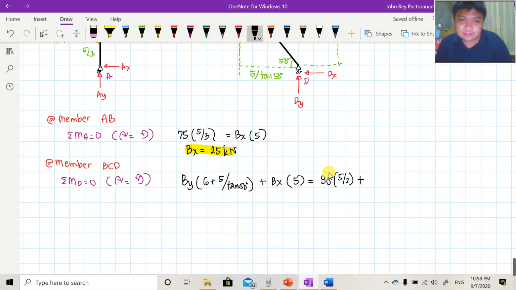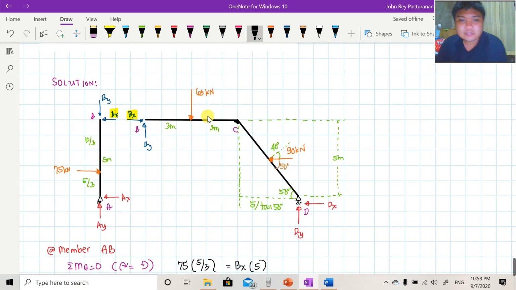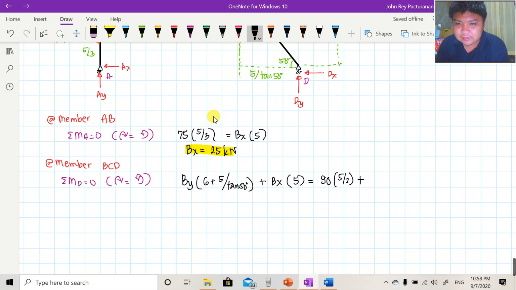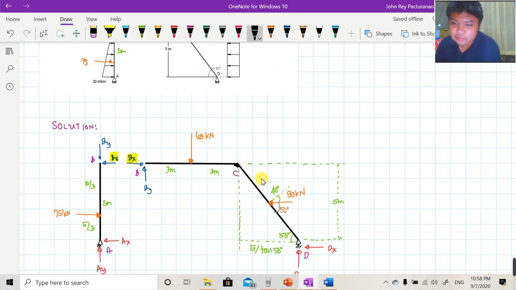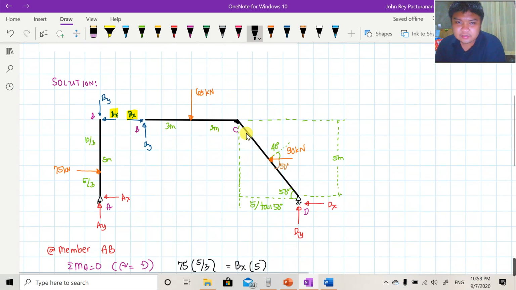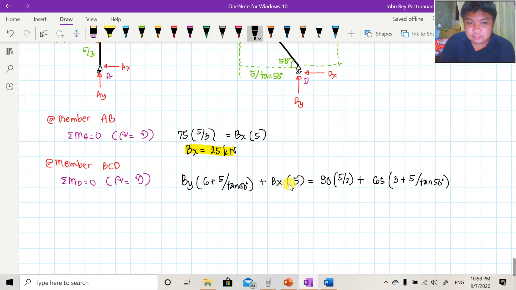And lastly, si 65 kilonewtons, di ba? Meron tayong i-consider na 65 kilonewtons class. 65. Then, what will be the distance? So, that is 3 plus 5 over tangent 50. How sure am I? Yan sa ginawa ko. Diba, this is the 65 kilonewton force na i-consider natin. So, the distance is 3 plus 5 over tan 50. Diba? So, substitute mo na lang class yung na-compute natin na Bx doon sa equation.